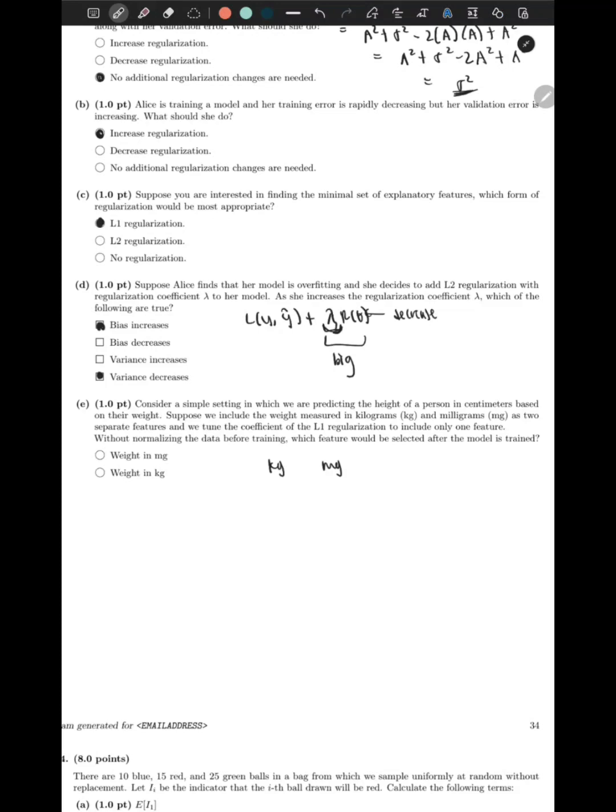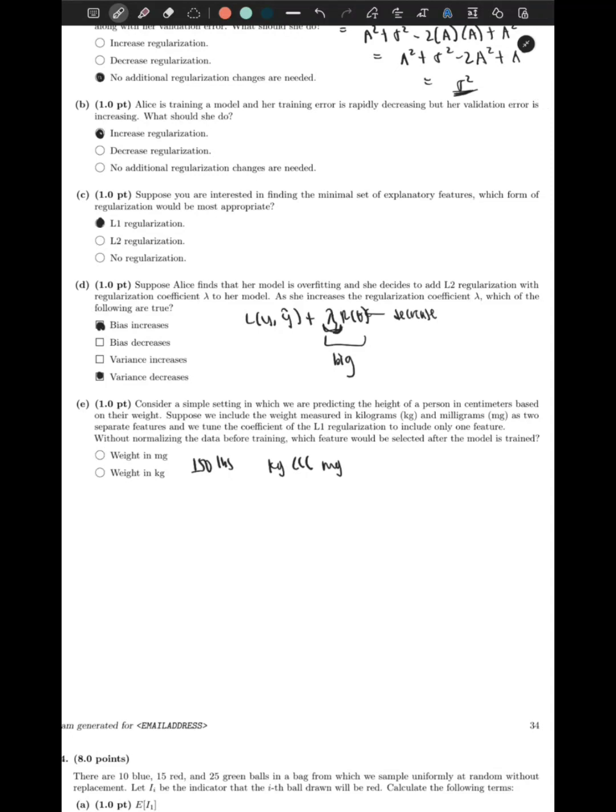So on a unit scale, milligrams is much smaller than kilograms, which means that if we wanted to measure the same weight, for example, something like 150 pounds, the value corresponding to kilograms will be a lot smaller than the value corresponding to milligrams, because we need a lot more milligrams to match 150 pounds than we need kilograms. So we know that the values in our milligrams column are going to be much larger than the values in the kilograms column.